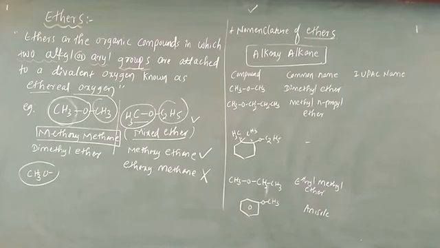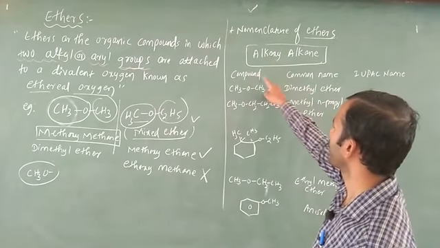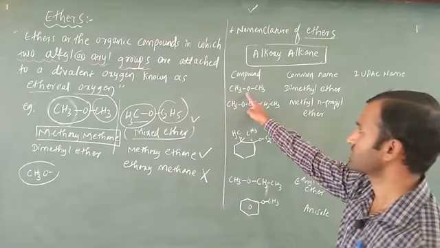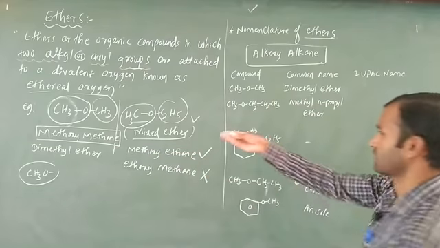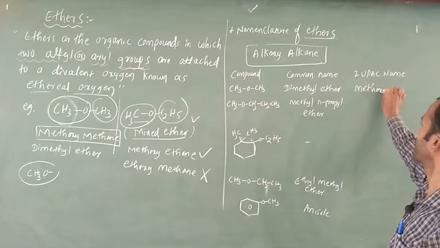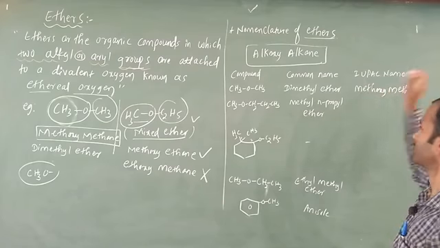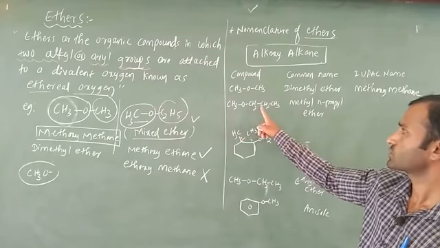Now tell me. Nomenclature: the common name is there, and next is the IUPAC name. Here CH3OCH3 is dimethyl ether. What is the IUPAC name? Already I wrote, that is methoxymethane. Only one carbon is there. Methoxymethane.